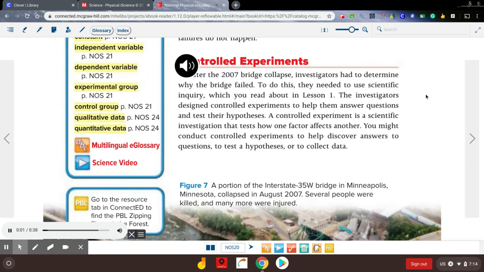Controlled experiments. After the 2007 bridge collapse, investigators had to determine why the bridge failed. To do this, they needed to use scientific inquiry, which you read about in Lesson 1. The investigators designed controlled experiments to help them answer questions and test their hypotheses. A controlled experiment is a scientific investigation that tests how one factor affects another. You might conduct controlled experiments to help discover answers to questions, to test a hypothesis, or to collect data.